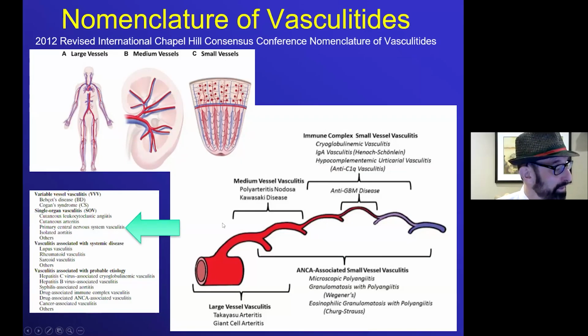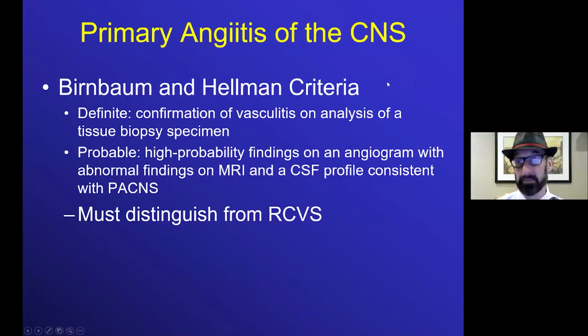Okay, one of the other main vasculopathies that we see in neuroradiology is the primary angiitis of the central nervous system, or PACNS. They call it here primary central nervous system vasculitis. So that's listed in the variable vessel vasculitis category for the consensus. So not necessarily one that they described when they're looking at the full body picture of vasculitides.